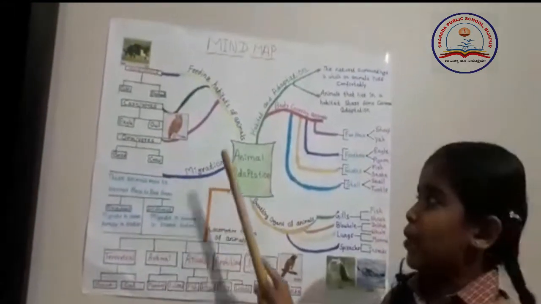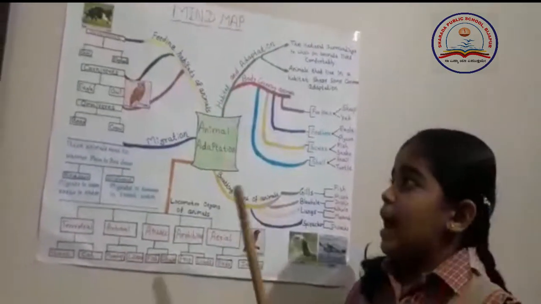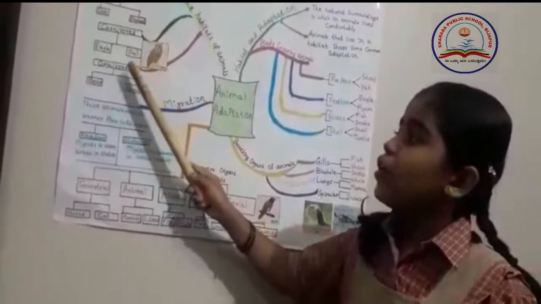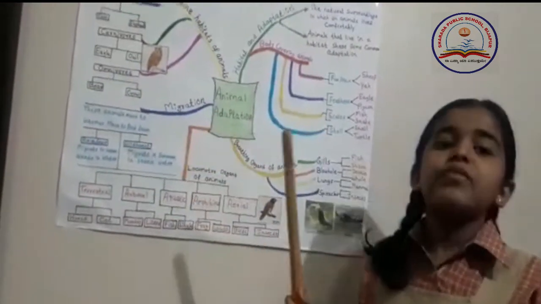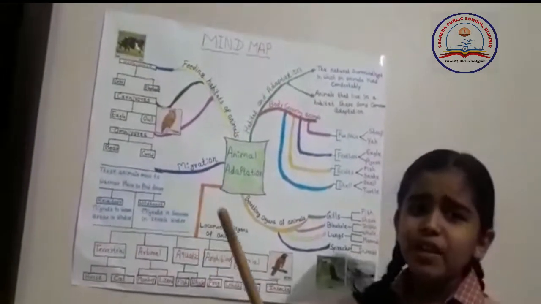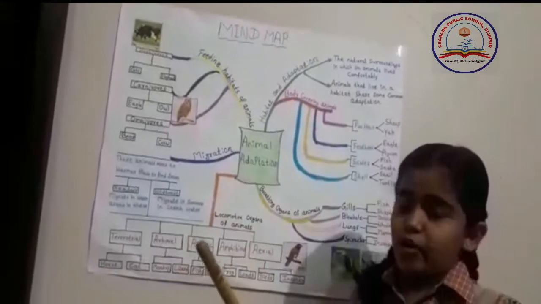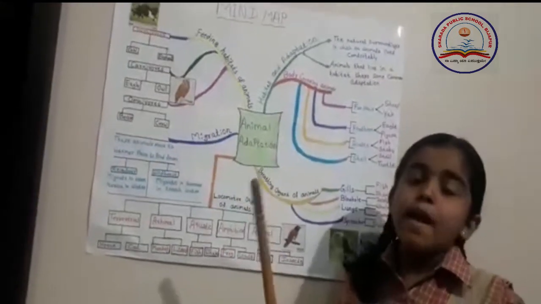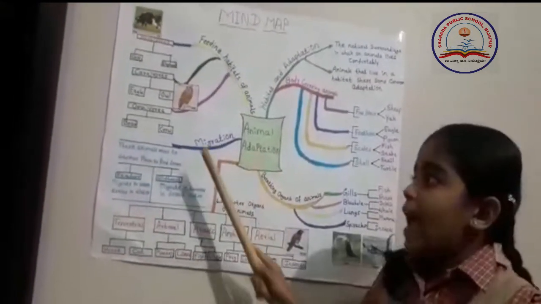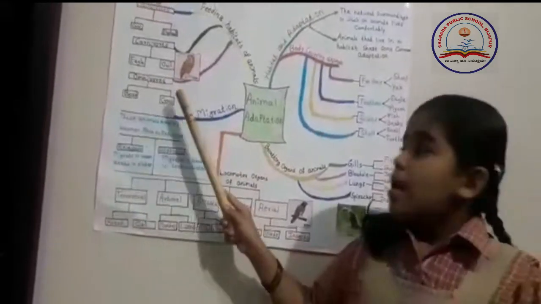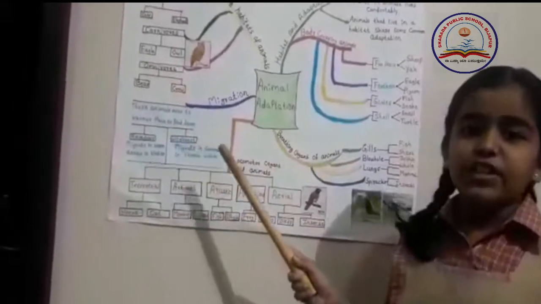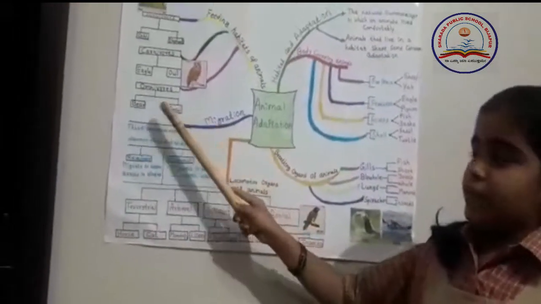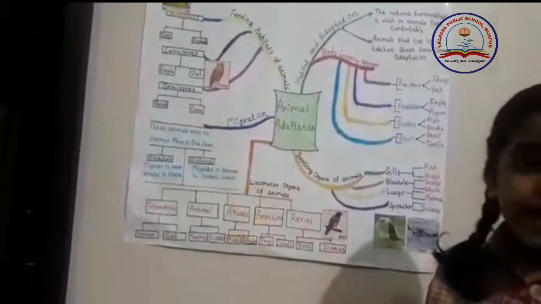Next I am going to explain about feeding habits of animals. There are 3 types of feeding habits of animals. They are herbivorous, carnivorous, omnivorous. Herbivorous animals feed on plants and plant products, and are called herbivores. Examples are cow, elephant. Carnivores are meat-eating animals. Examples are eagle, owl. Omnivorous animals eat both plant matter and meat, and are called omnivores. Examples are deer, frog. Thank you.